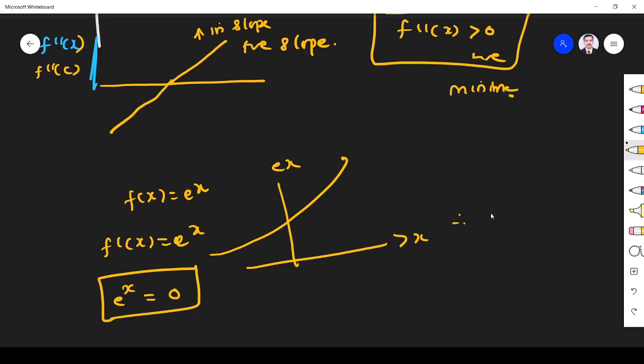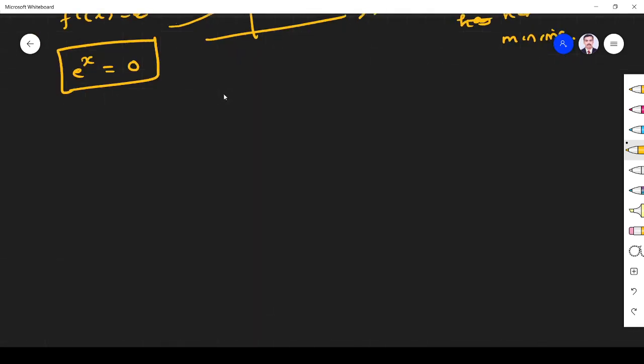Therefore, e power x has neither maxima nor minima. Fine. So that is one more important point.